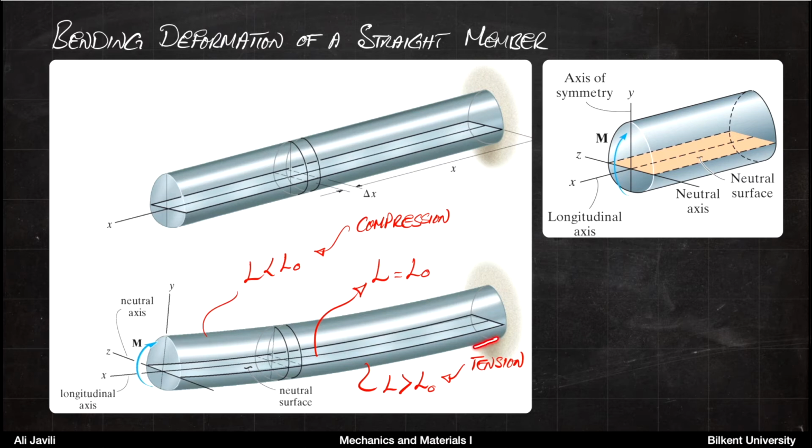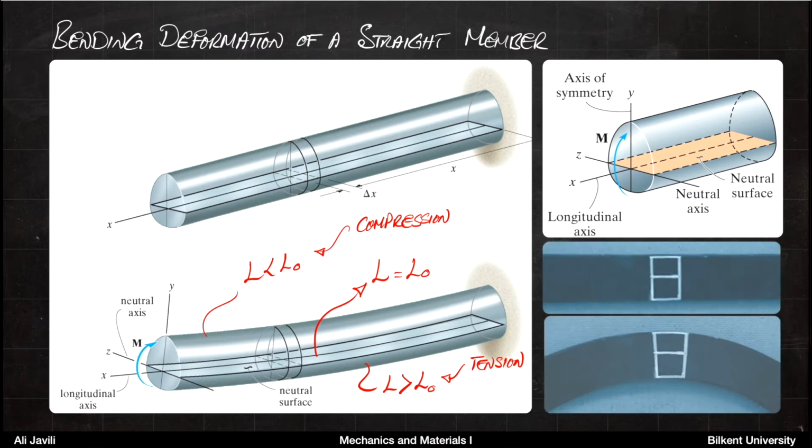At the bottom, on the other hand, you can imagine that the line is getting longer, so its final length is larger than its original length. So the line at the bottom is under tension. And obviously, you can imagine that somewhere in between, the length of the line doesn't change, and that is what we call the neutral surface. So on that surface, the bending does not change the length of the surface.